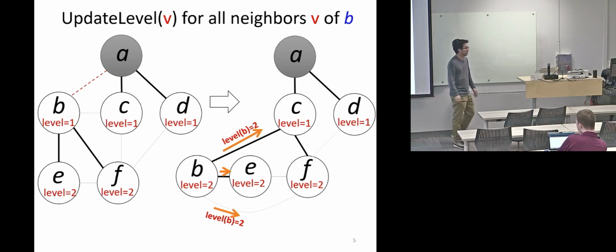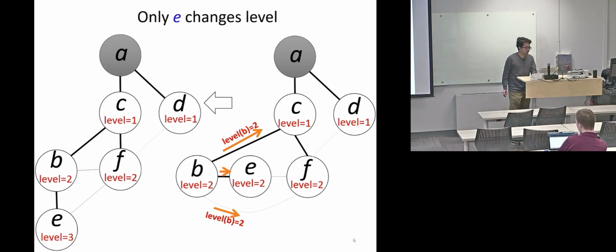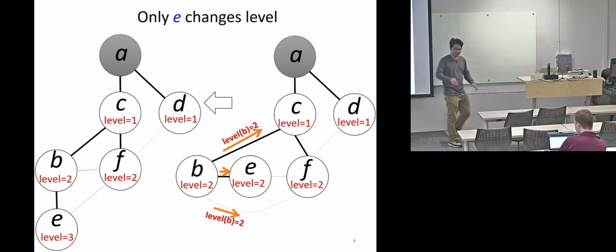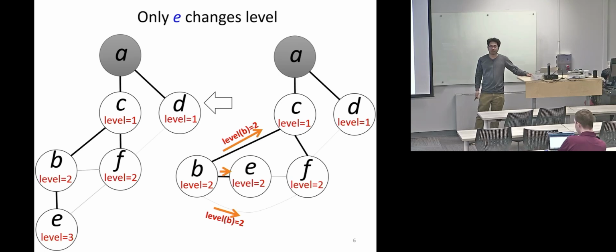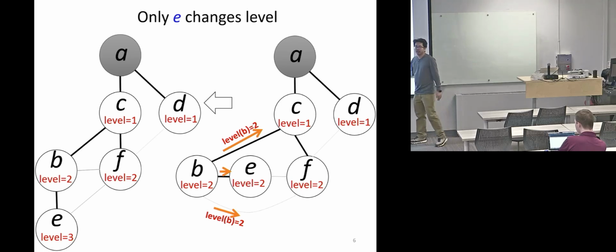So basically E will do the same. E will notice that it needs to update its level, look at all of its neighbors, and set its level to the level of the best neighbor plus 1. How did F know to switch? Oh wait, never mind. Yeah, F doesn't switch.